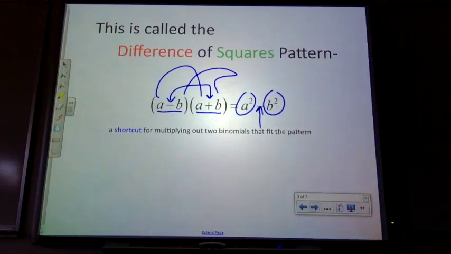So there's no reason to go through the entire thing with all of the multiplications. If you have identified that my first spot in each equation is the exact same term, my second spot in each equation is the exact same term, and between the two is either plus minus or minus plus, every time it's going to work for you. Okay? Feeling okay?